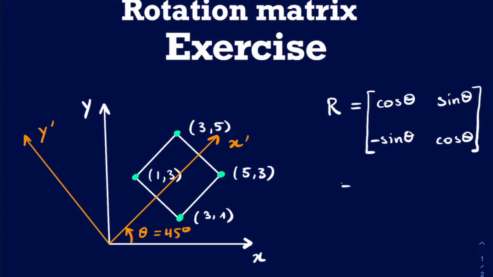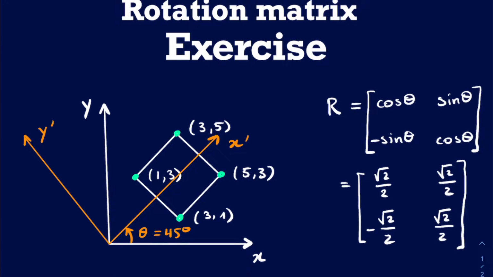Now, of course, we know what the sine and the cosine of 45 degrees is. It is simply the square root of 2 divided by 2 for both the sine and the cosine. Just don't forget the minus sign over here. And at this point, we already have our rotation matrix that we will use.